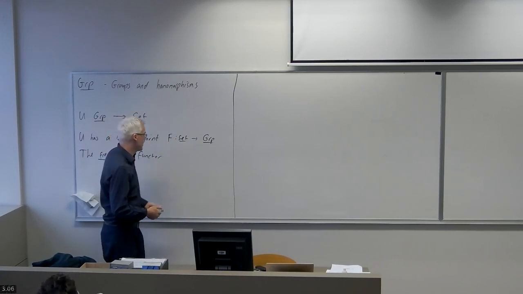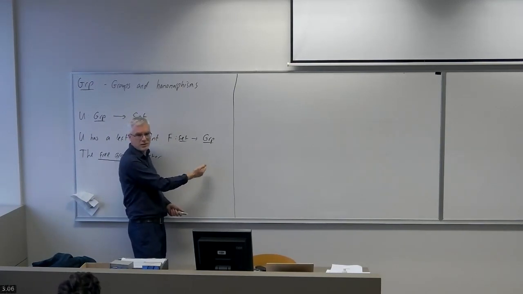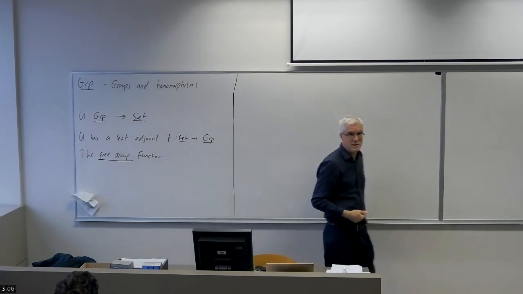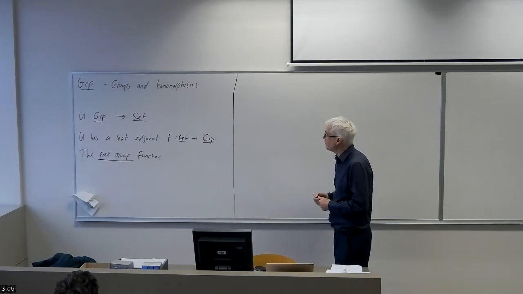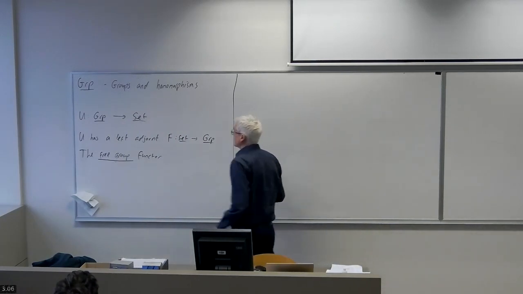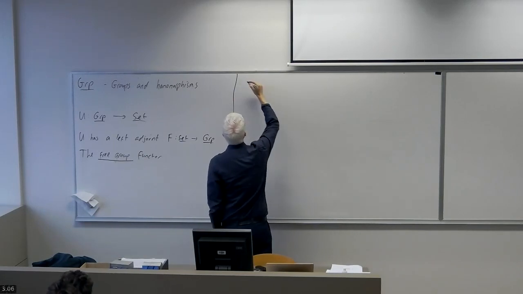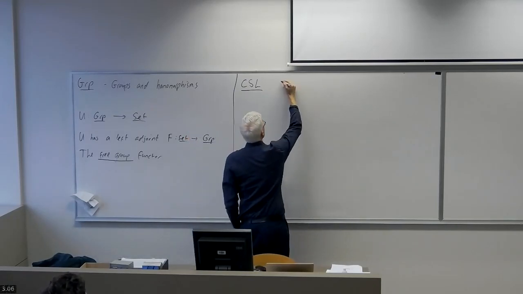So one of the things we're going to do today is find out how to find such adjoints without constructing them explicitly. In this case, it doesn't really matter because we know how to construct one explicitly, but in other cases, it's not so easy to construct an adjoint explicitly. So that's the first of our example categories. The second one is going to be a category of partial orders. I think people give it different names, but I'm going to call it CSL, which stands for complete semilattices.